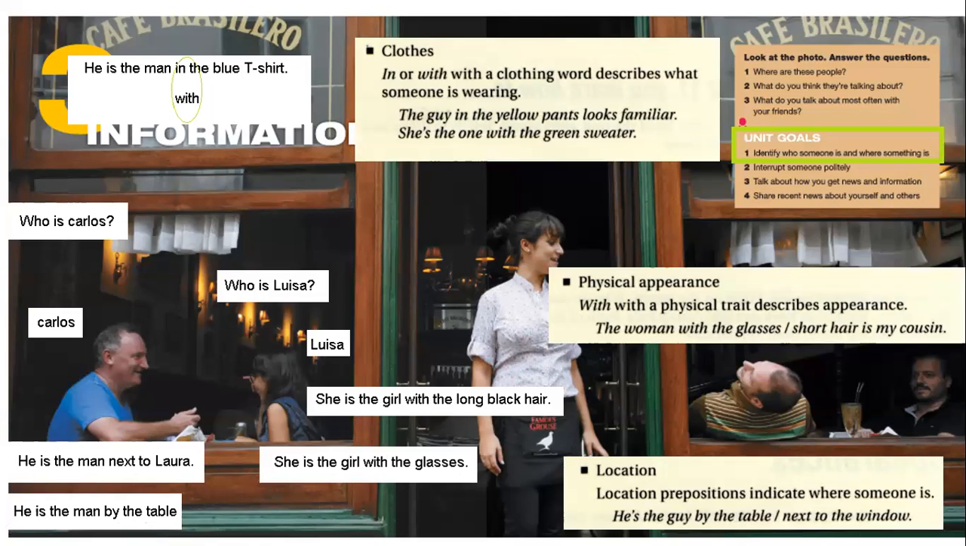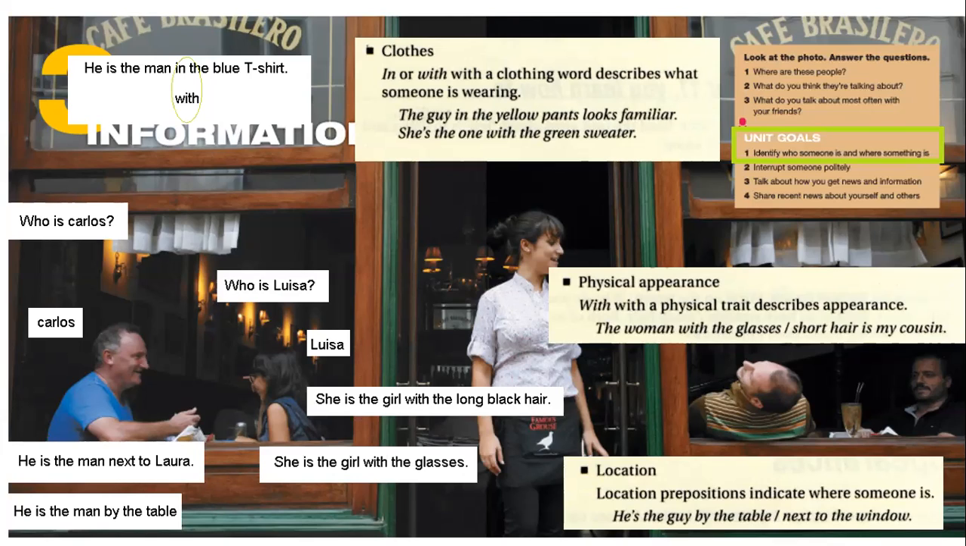I listen to you. Jose is in front of Sebastian. Okay, by the way, Jose is the man in front of Sebastian. Very good. What else? Tell me more. What about physical appearance? Who is Sebastian? Physical appearance.